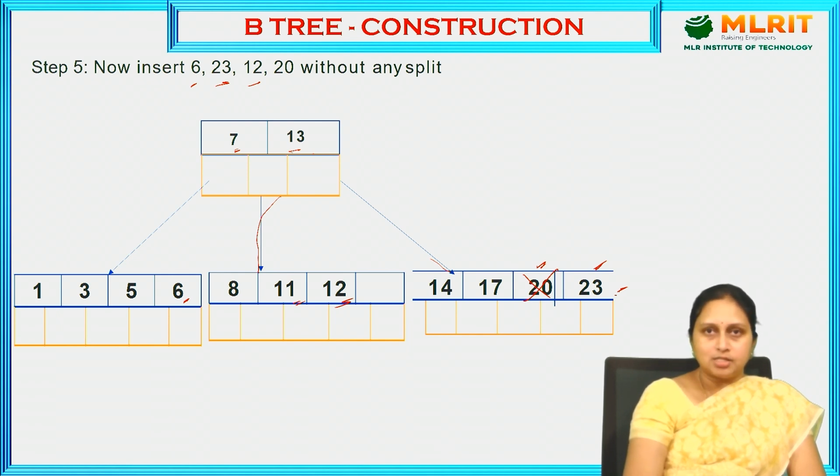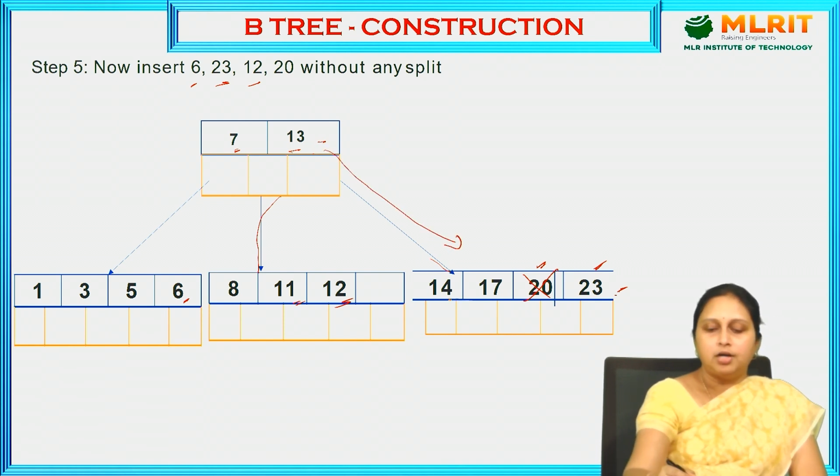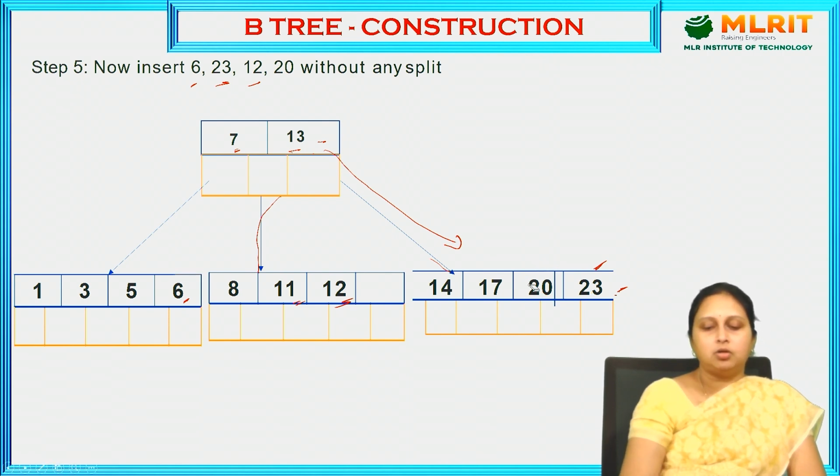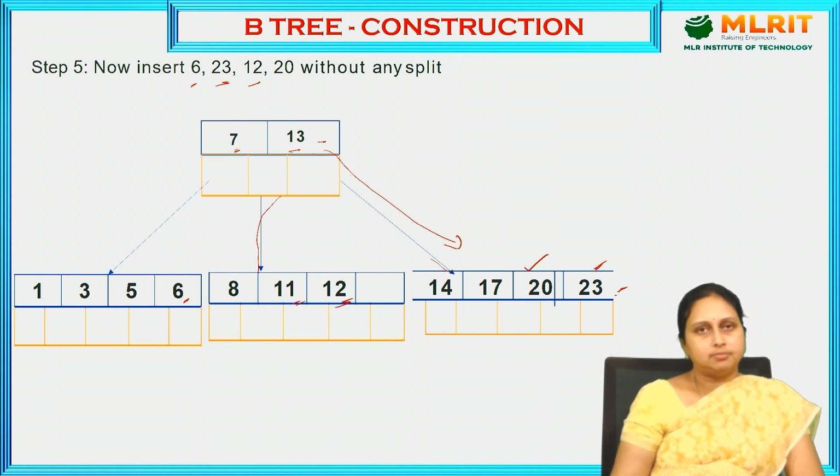Next, 20 has to be placed. 20 is greater than 13. Move to the right of it. Already 14, 17 and 23 are there. So I need to place this 20 in between 17 and 23. This is the right place to place the element. Here no need of any splitting. Why? Because we can place 4 keys at a time in this child.